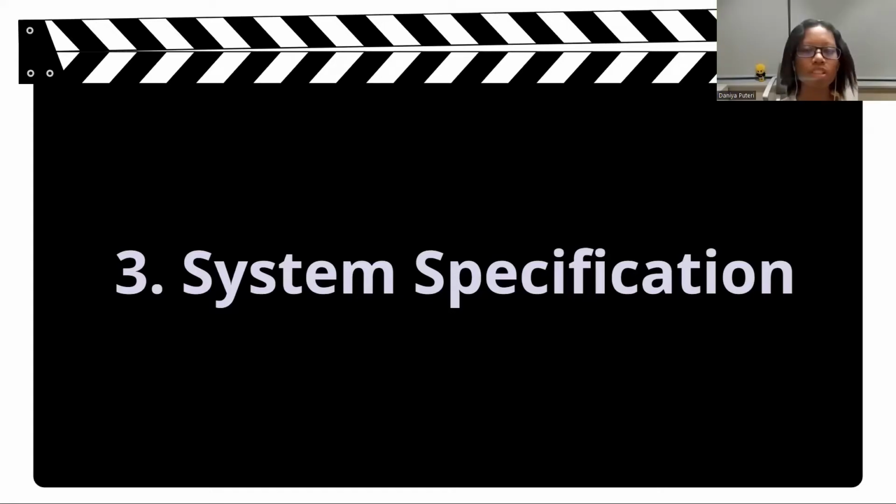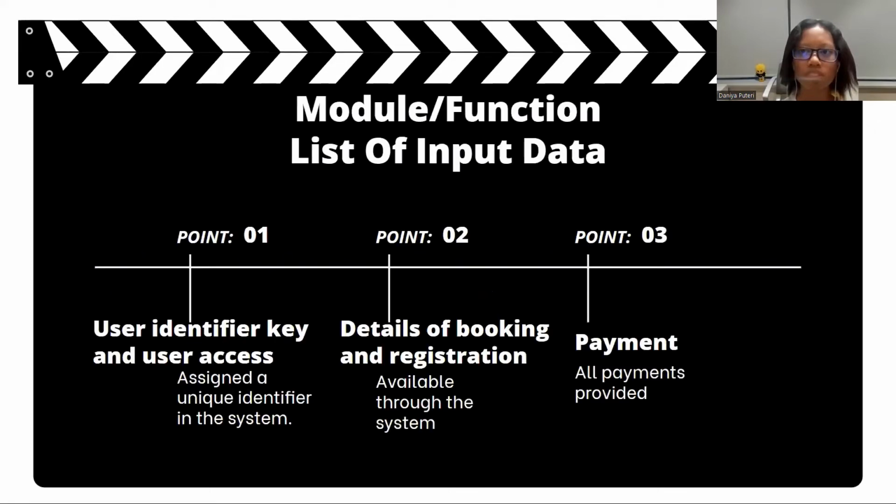Right, thank you. So, system specification. Next slide. Okay, so we have module function, list of input data. Point 1, user identifier key and user access. Assigned a unique identifier in the system. Customers and staff must know this because the identifiers are the key to access all system abilities, such as booking the movie they choose. Point 2, details of booking and registration.